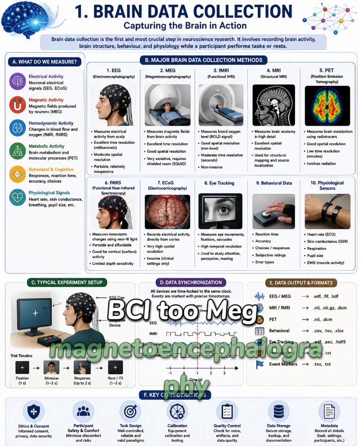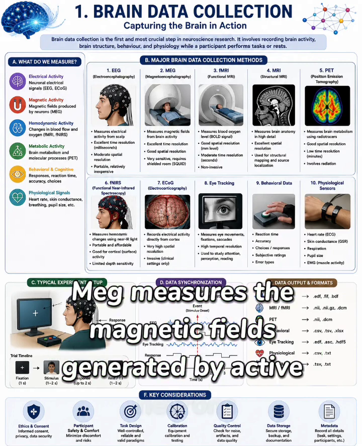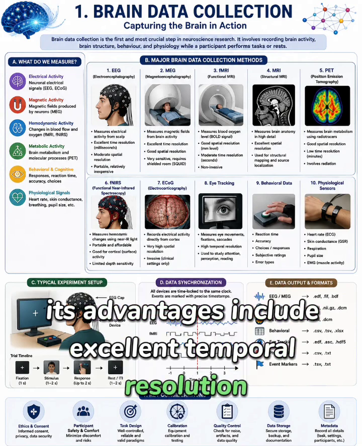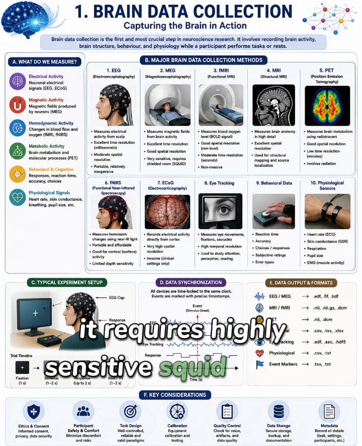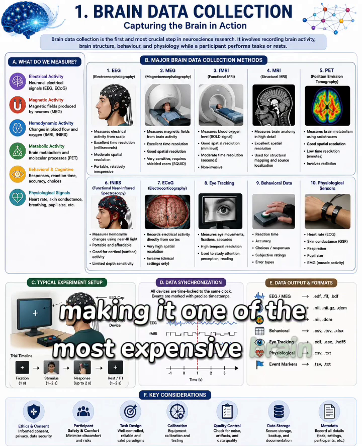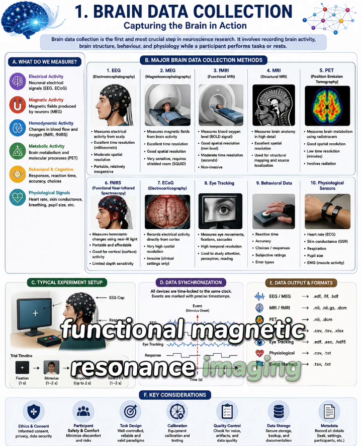2. MEG, magnetoencephalography. MEG measures the magnetic fields generated by active neurons. Its advantages include excellent temporal resolution, good spatial resolution. However, it requires highly sensitive SQUID sensors and a magnetically shielded room, making it one of the most expensive brain imaging techniques. 3. fMRI, functional magnetic resonance imaging.